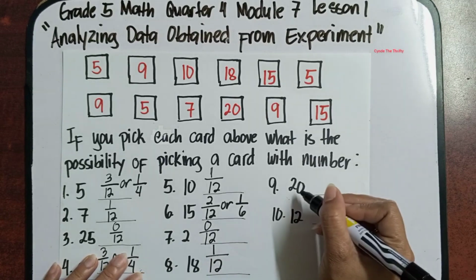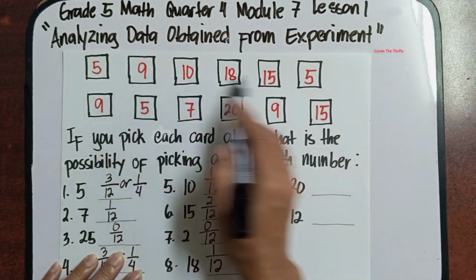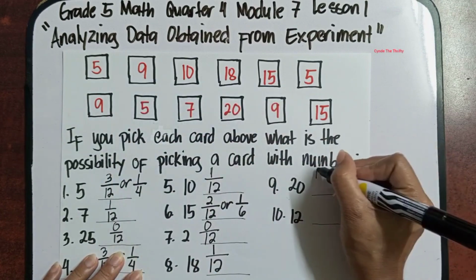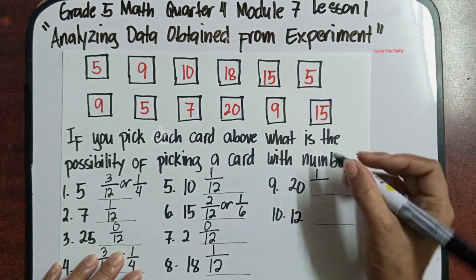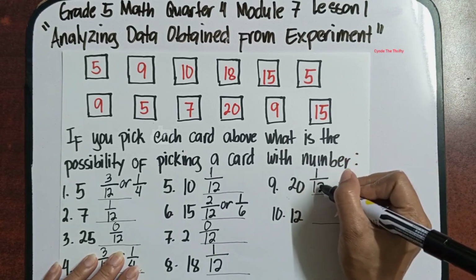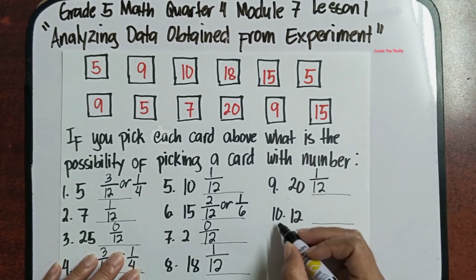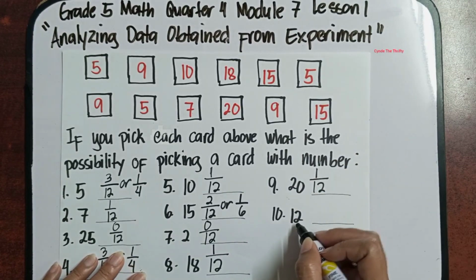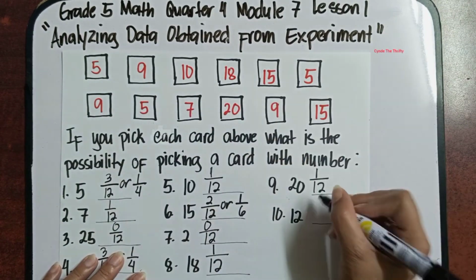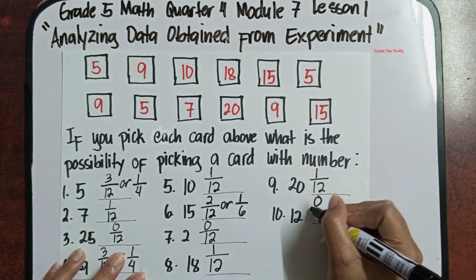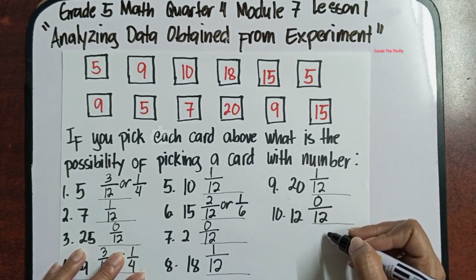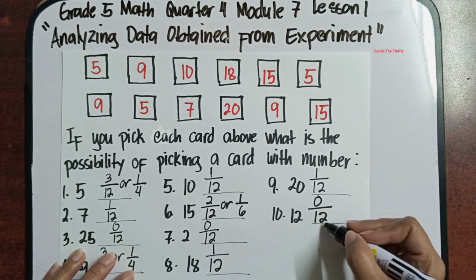Sa number 9 is 20. Ilan yung 20 natin sa ating cards? Isa din. So, that is isa ang favorable outcomes over the total possible outcomes na 12. So, 1 of 12 pa rin ang sagot natin. And then lastly, ang number 10 is 12. So, titingnan natin, meron ba tayong 12 sa ating cards? Wala. So, ibig sabihin, 0 ang favorable outcomes over 12 na total possible outcomes. So, that is 0 of 12.